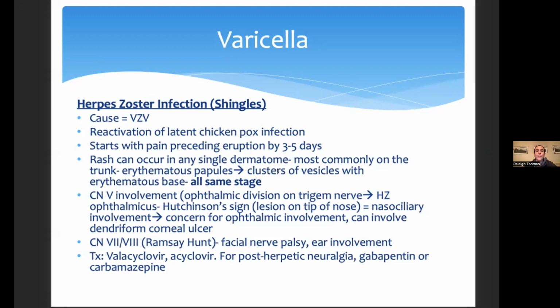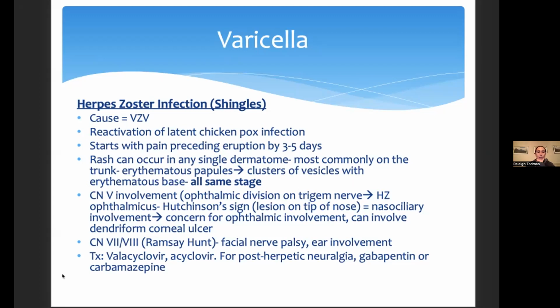The rash can occur in any single dermatome, often on the trunk. It starts with erythematous papules, and then there are clusters of vesicles on an erythematous base. This rash is always all at the same stage. The whole rash changes at the same time, in contrast to the chickenpox rash, where everything can be at different phases.